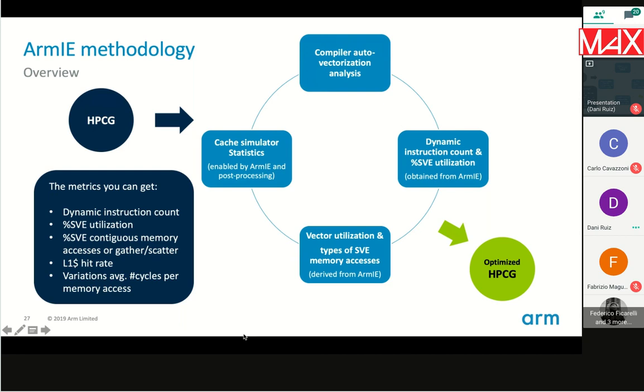And again, this is like any other software development. You have your application, you pass it through the methodology you create, you have an optimized version. Then you pass it again until you are happy with the performance you may get. And here is a summary of the metrics you can have: the dynamic instruction count, the percentage of SVE utilization, the percentage of SVE contiguous memory accesses or gather scatter, the hit ratios in the L1 cache or L2, L3, whatever you model in your cache simulator, and variations in the average number of cycles per memory access.